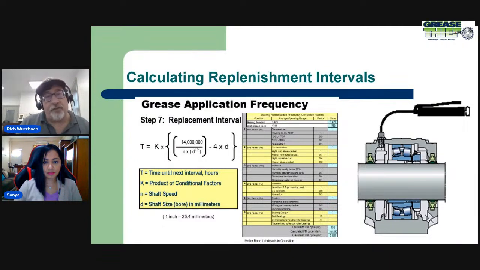Now, in the absence of that technology, or a lot of times being utilized alongside that ultrasound technology, is calculations to determine what should my replenishment intervals be. And this section talks about some calculations that Amory has put together, and they have developed a tool called the Lube Coach, and the Lube Coach helps you calculate what should be my frequency and quantity and so forth.